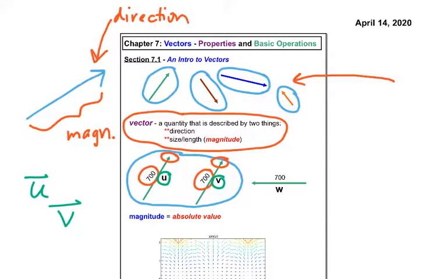Over here, if you look at vector w, it has the same magnitude, right? It's also 700, but is the direction the same? No, it's not. It's going basically to the west. So u and v are equal vectors, but w is not an equal vector.